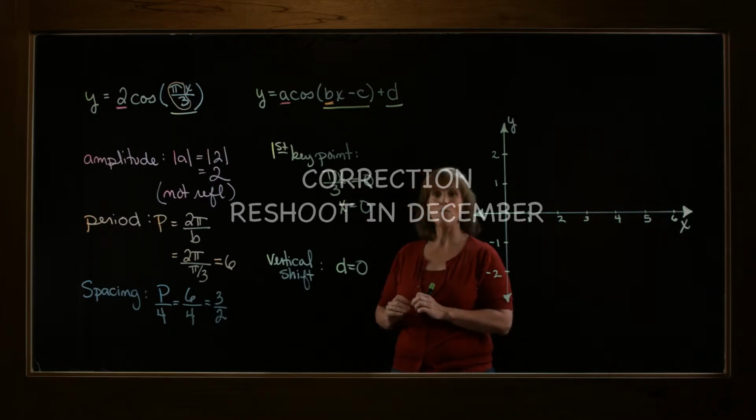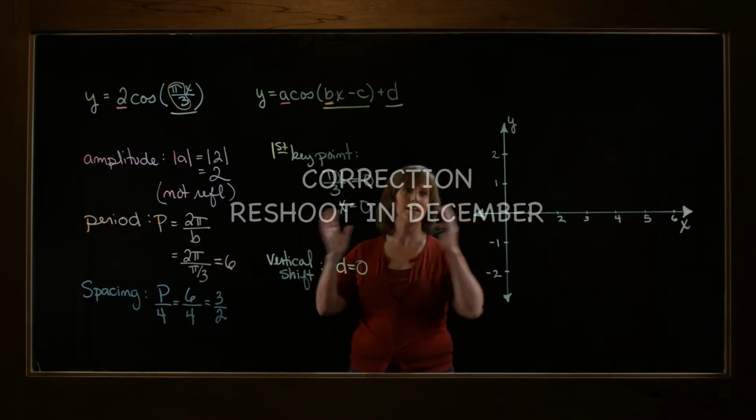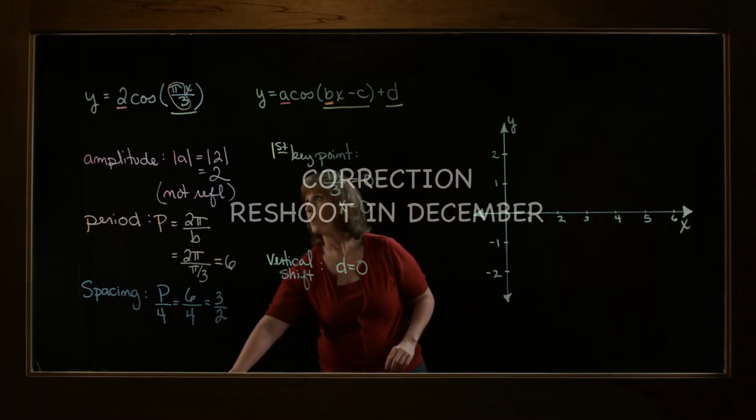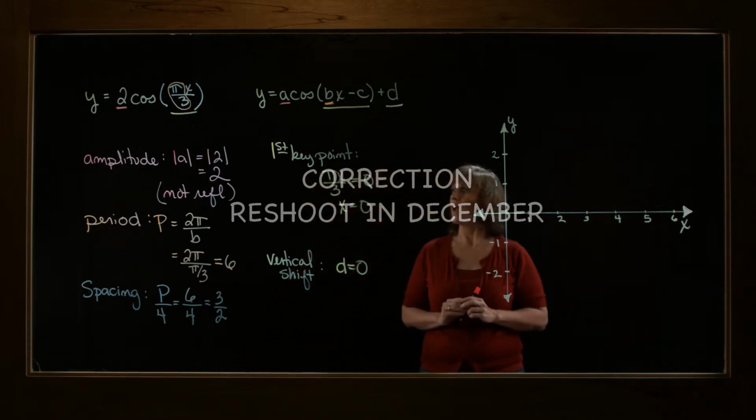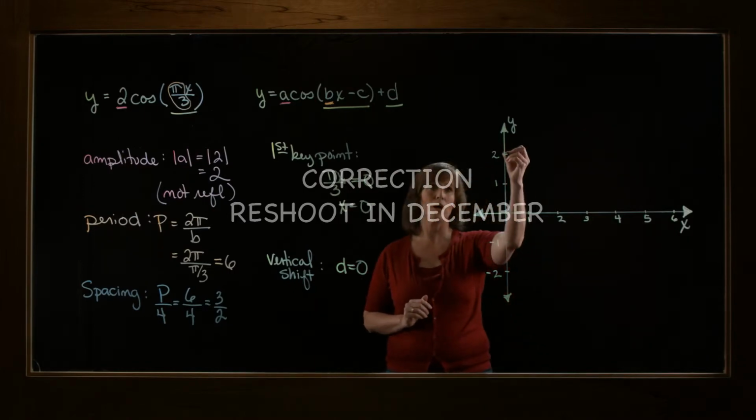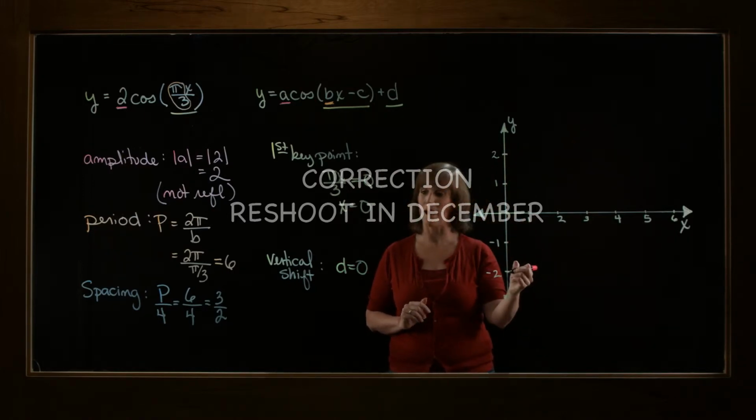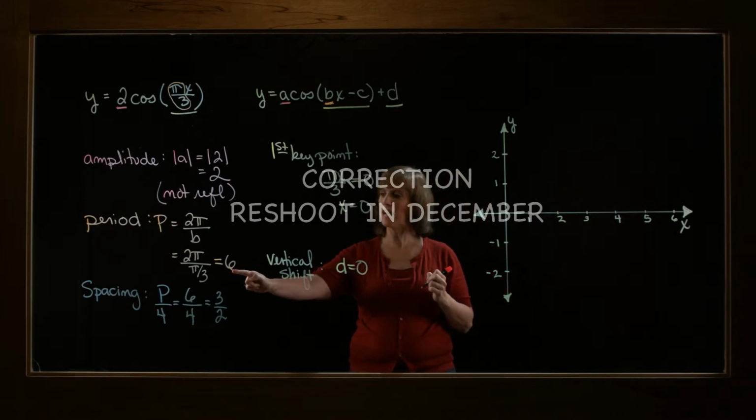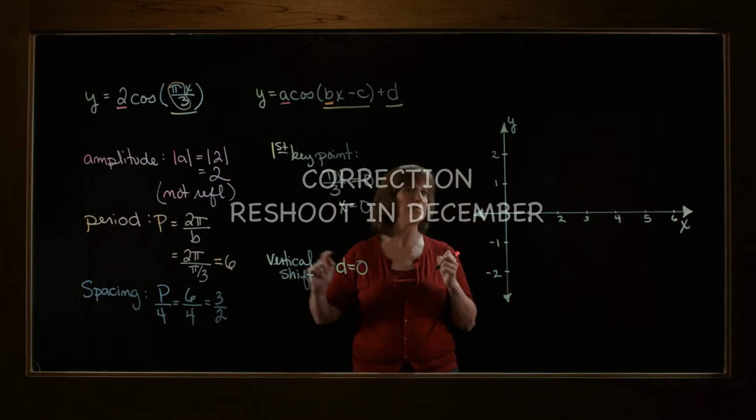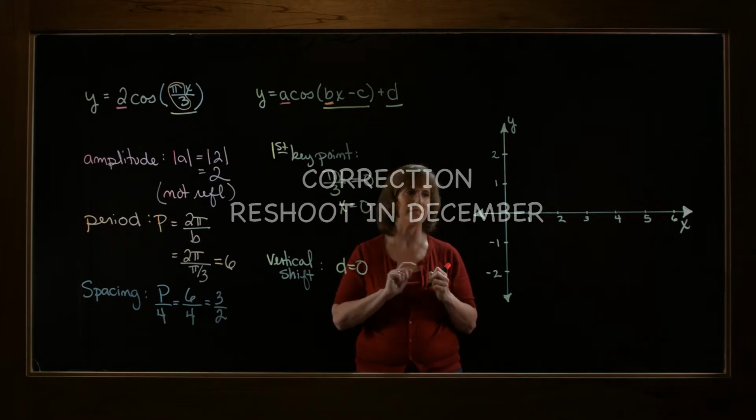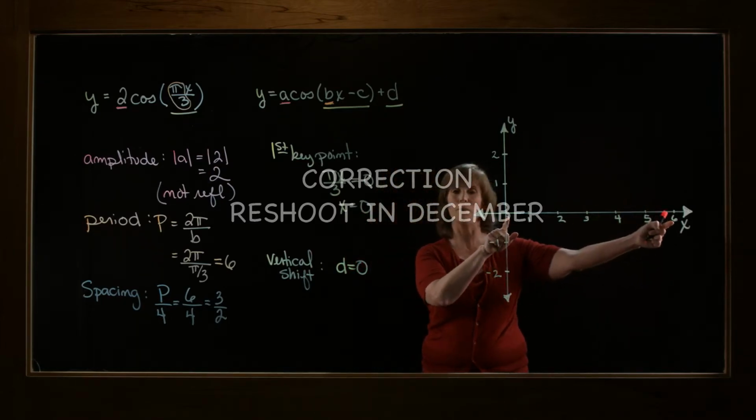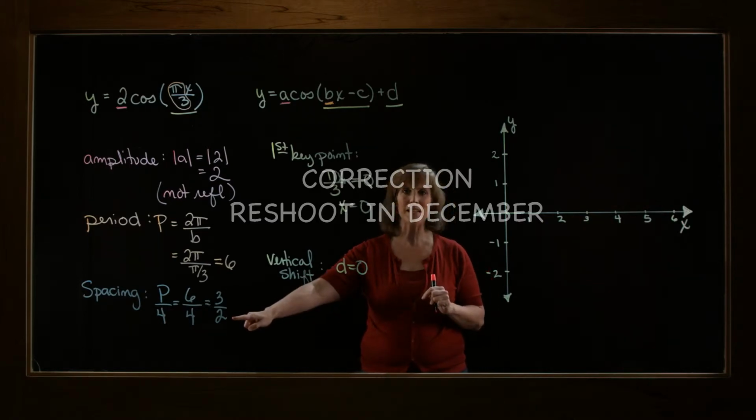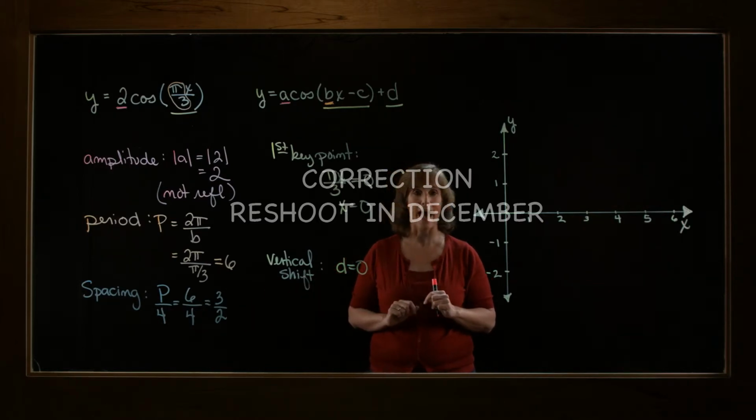Okay, so now I'm ready to put all of this information onto a graph. So what do I have? Well, I know that I have an amplitude of 2, so it's going to go as high as 2 and as low as -2 because there's no vertical shift. I also know that I'll be able to fit the entire graph from 0 to 6 because, again, my first key point is at 0. So from 0 to 6, I'll be able to fit my entire graph. And I know that the spacing between my key points is 3/2.